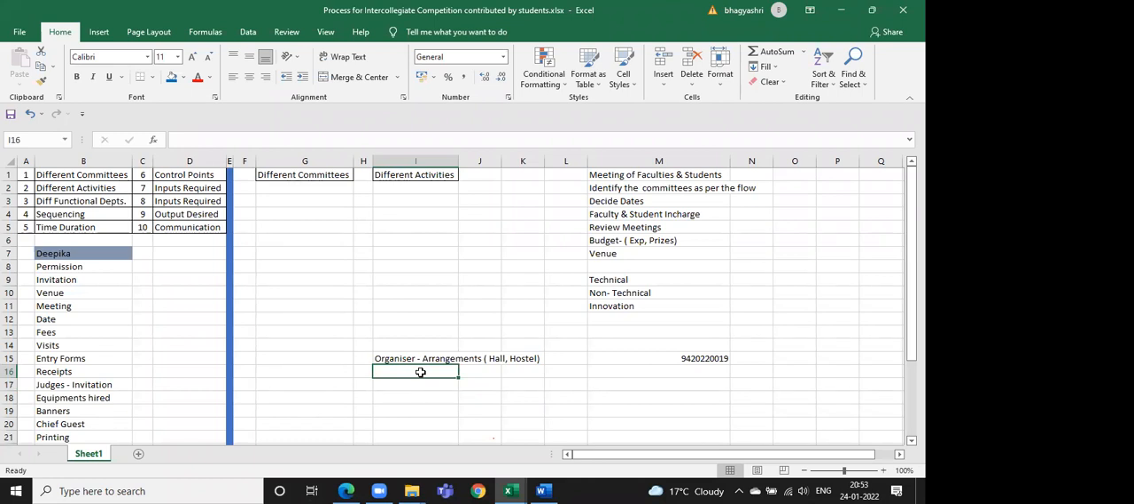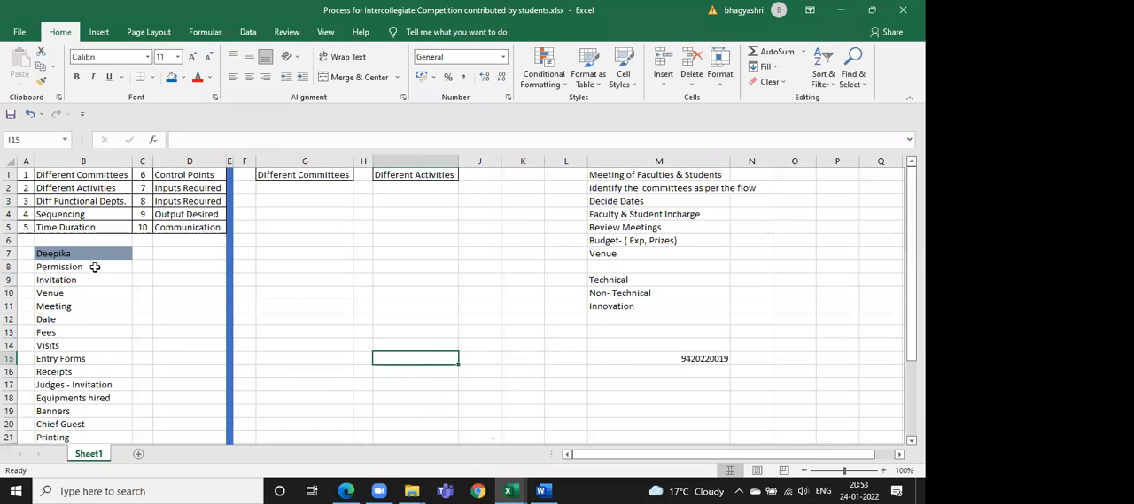Organizer arrangements, anything else left out in organizing? No, madam. Yes. So we remove this. Okay, now let us look into the contribution of Deepika.